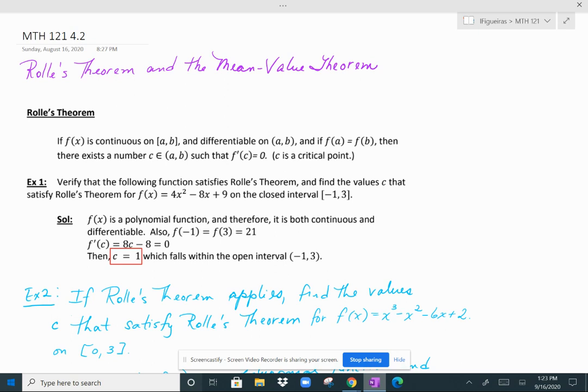Hi, this lesson is about Rolle's theorem and the mean value theorem. So let's start with Rolle's theorem.